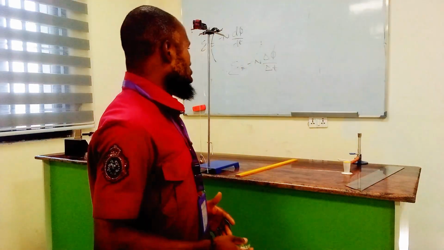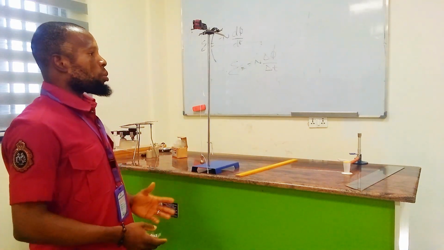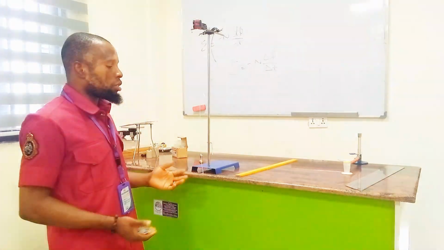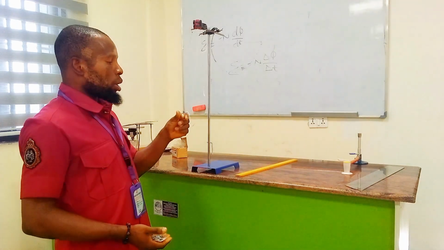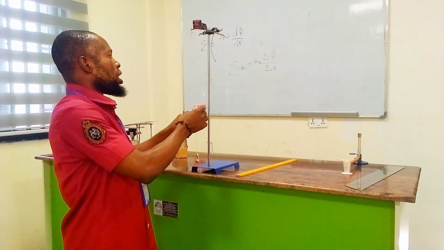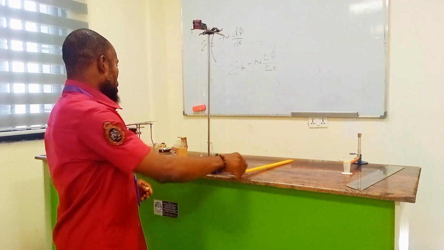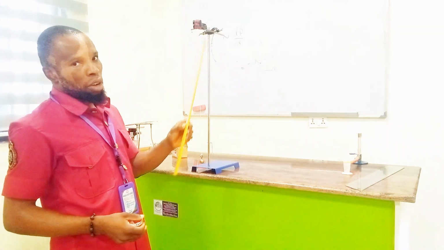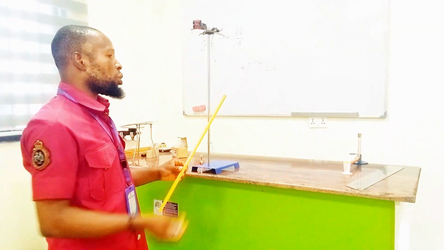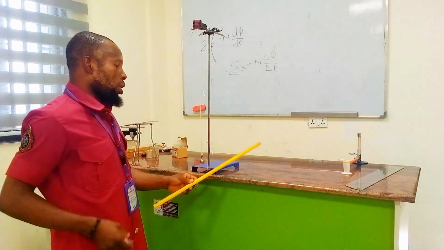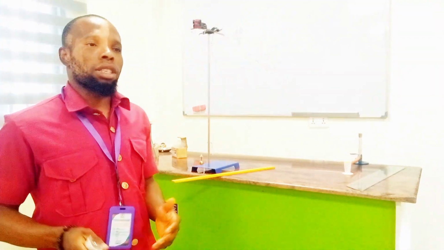For this experiment, what we'll be using is our simple pendulum setup in the laboratory, which consists of our pendulum bulb, our light thread, our retort stand, our half meter rule, or if you have a long meter rule you can use it, and also our stopwatch. These will help us find the acceleration due to gravity. So follow me as I take us on this switch ride.